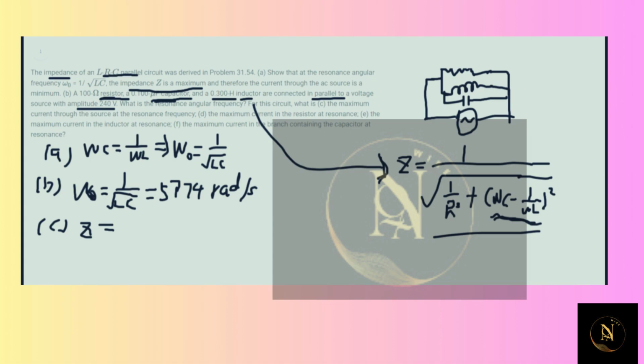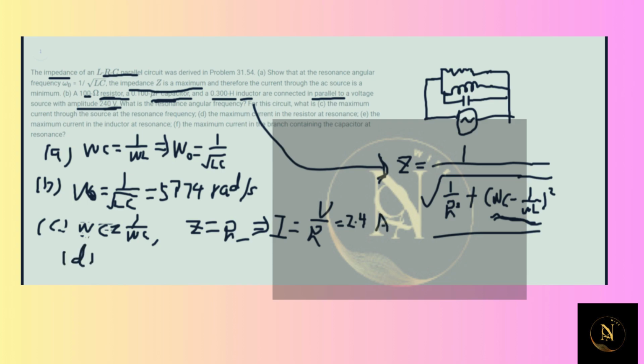Because in the condition of resonance, we already have omega C equal to 1 over omega L. So by using this condition, we have the impedance equal to R. Then we can find the maximum current through the source, which is simply equal to V over R. V is 240 and R is 100 ohms. So this is equal to 2.4 amperes.